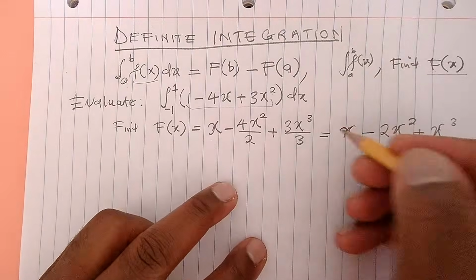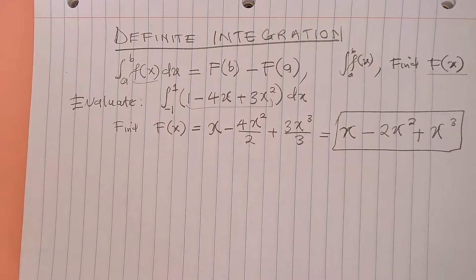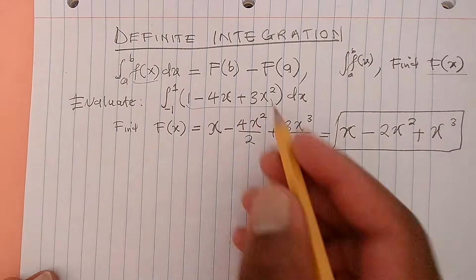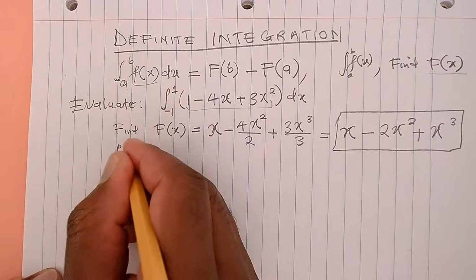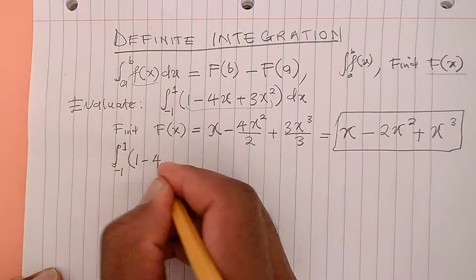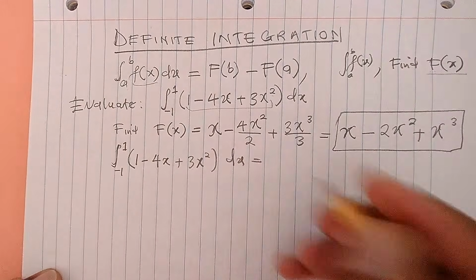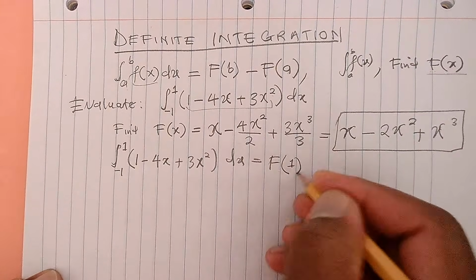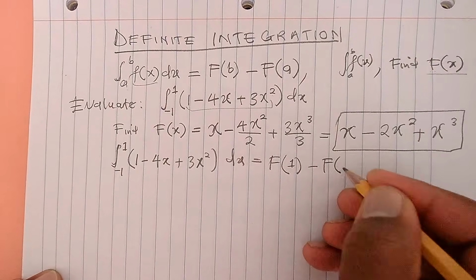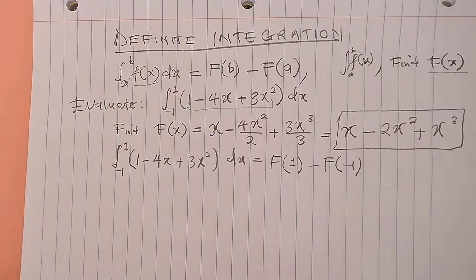So this is the antiderivative, right? Okay. So if this is the case, then remember our formula says the integral, right, -1 to 1 of 1 minus 4x plus 3x squared with respect to x is just the same as this capital F that I found at 1 minus the same capital F at -1. Okay? At -1.